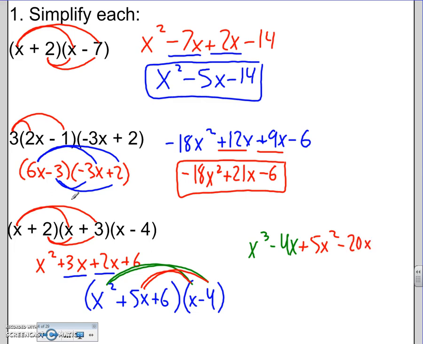Alright, and this last one, 6 times both of these, and the arrow's going to be on top or bottom, doesn't matter. So it's positive 6x and -24. Alright, I'm going to combine my like terms, then I'm done.